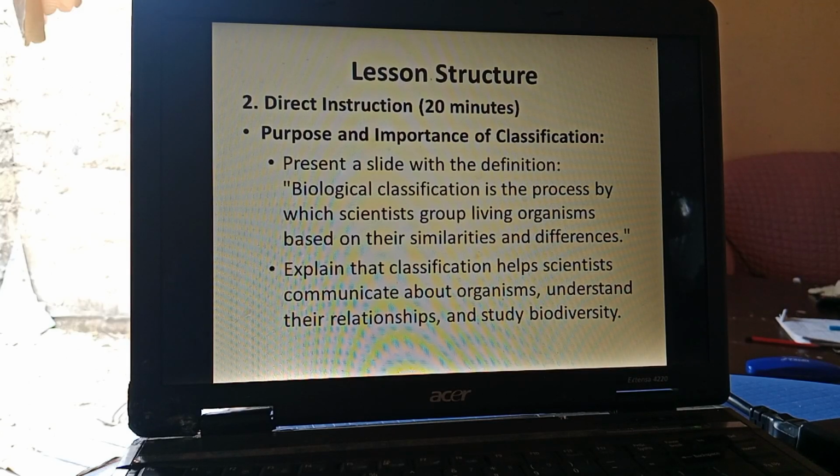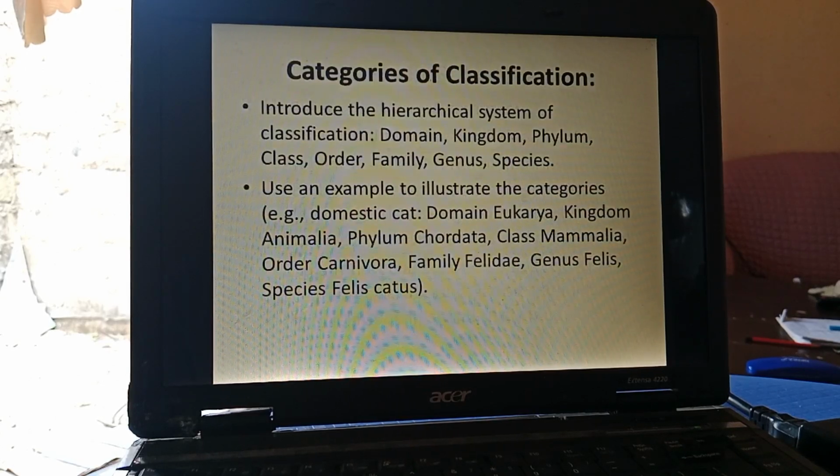So here you can present a slide with the definition. That is, biological classification is the process by which scientists group living organisms based on their similarities and differences. Then you can explain that classification helps scientists communicate about organisms, understand their relationships, and study biodiversity.